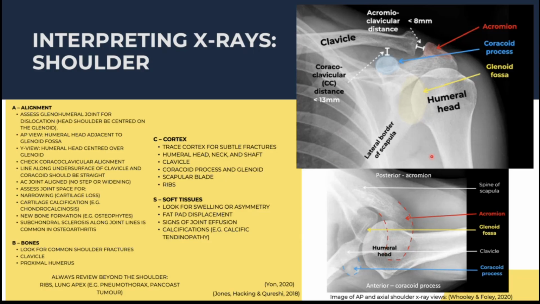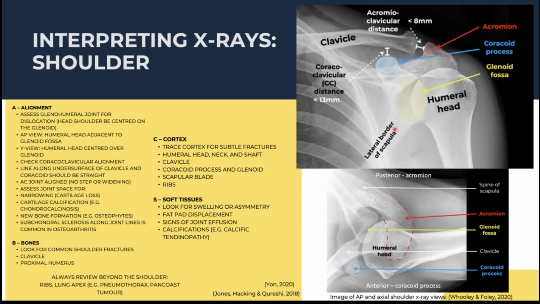With the shoulder, it's quite important to look at soft tissues. You're looking for any swelling, any asymmetry, any fat pad displacement, signs of joint effusion or calcifications. But most importantly, with the shoulder, it's always really important to assess beyond the shoulder joint as well. For example, looking at the ribs to see if there are any rib fractures, but also looking at the lung apex, because within the lung apex you may see a pneumothorax that might be quite subtle, or a Pancoast tumor as well.